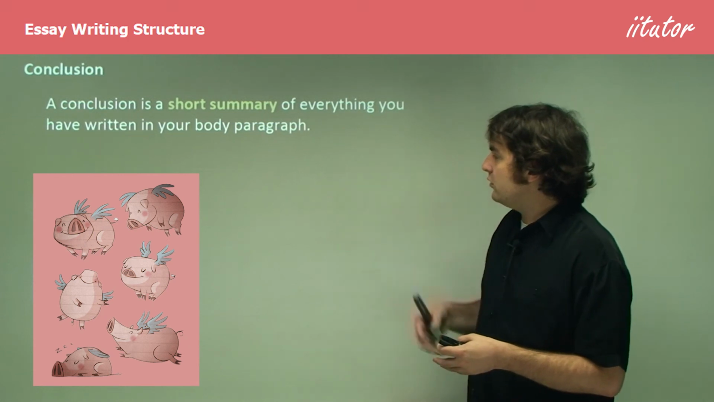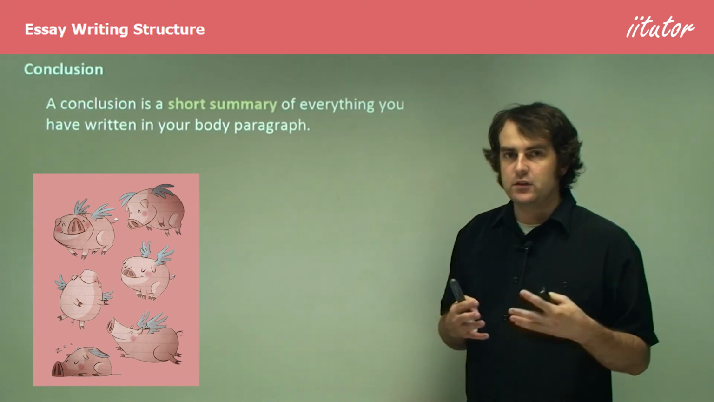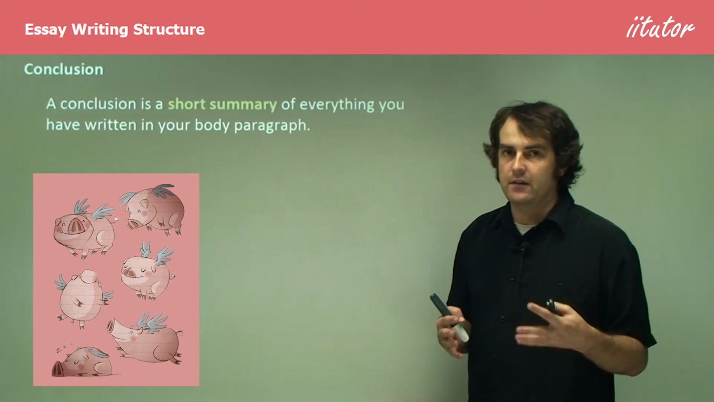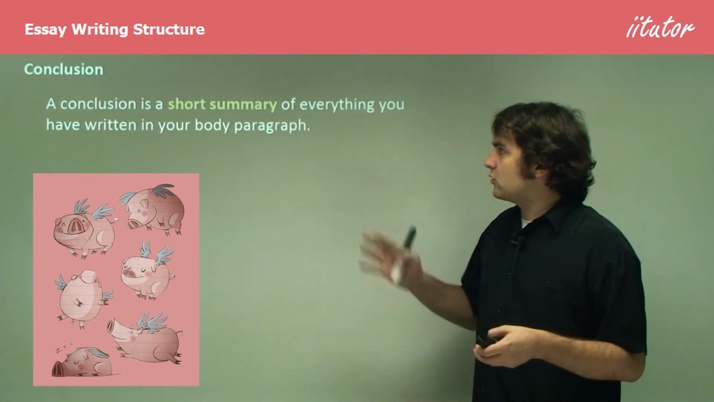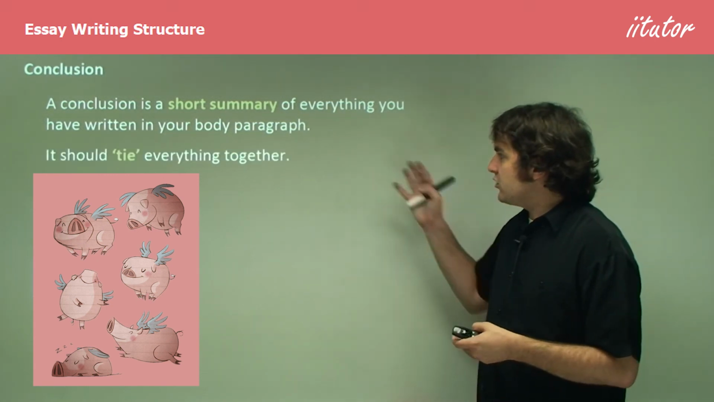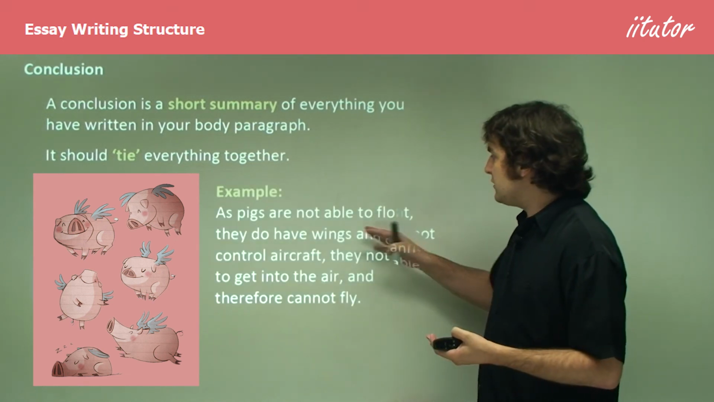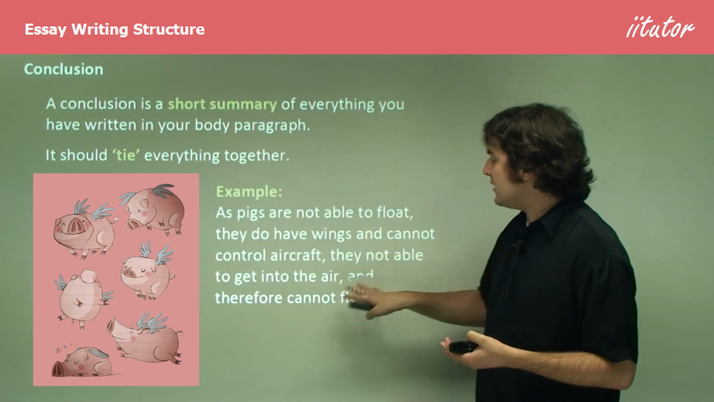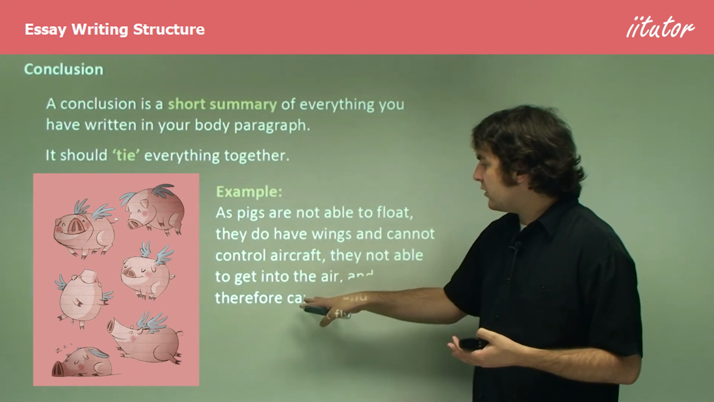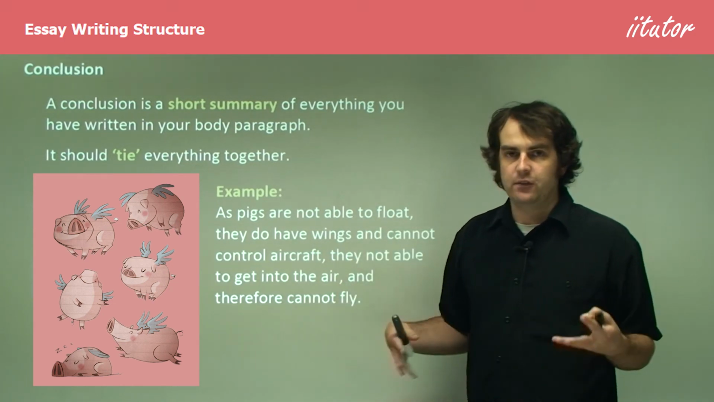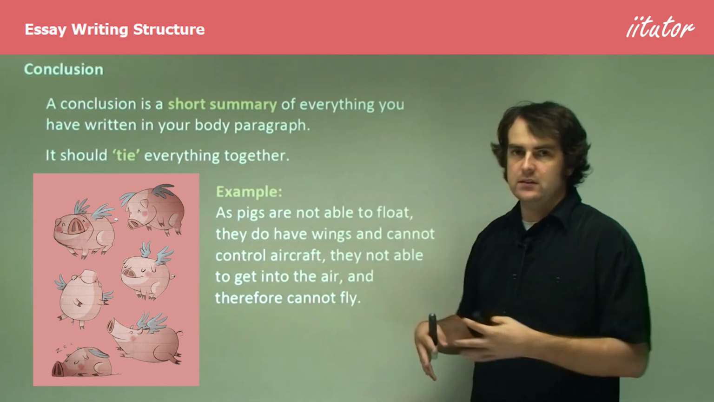Your conclusion is just a short summary of everything you've written in your body paragraphs. So it's a very quick summary. It should tie everything together. So everything should go together like so. As pigs are not able to float, they do not have wings and cannot control aircraft. They cannot get into the air and therefore they can't fly. So you're tying everything together.